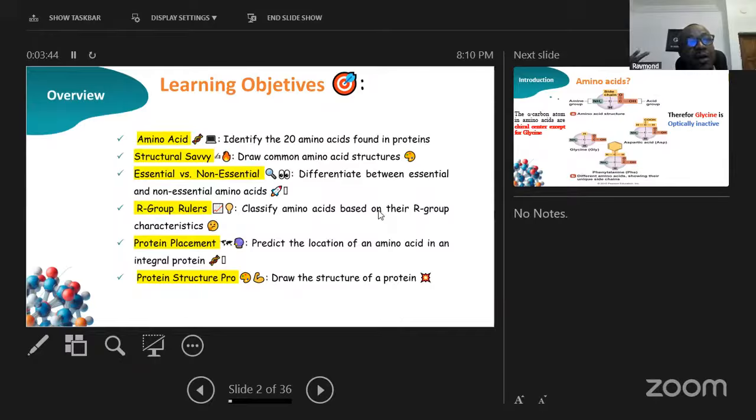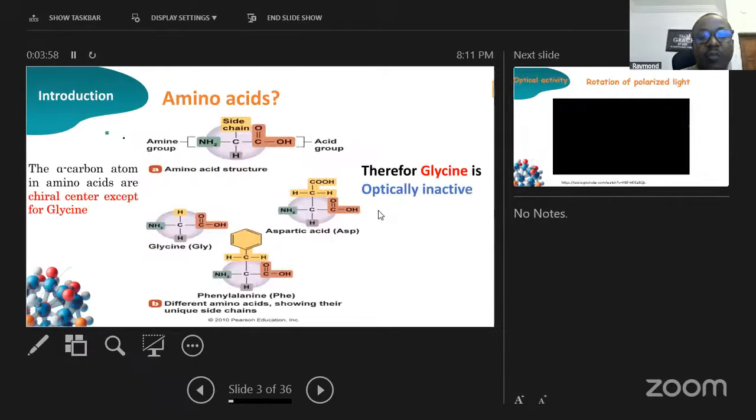So we also talk about protein structure, how we can actually draw the structure of a protein, even though we know that protein is a macromolecule. When we say macromolecule, that means the molecule is a large molecule. So this is an amino acid. This amino acid has the side chain, which is the R group, a classifier that classifies each amino acid that is found in the protein.